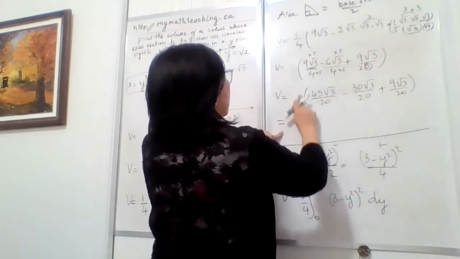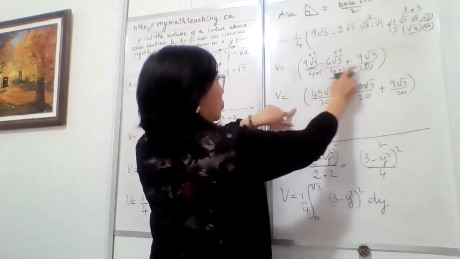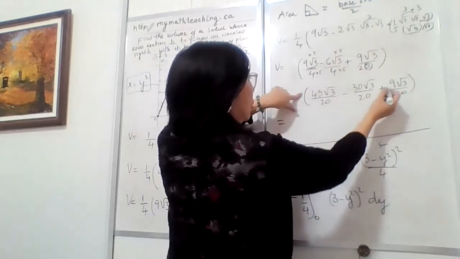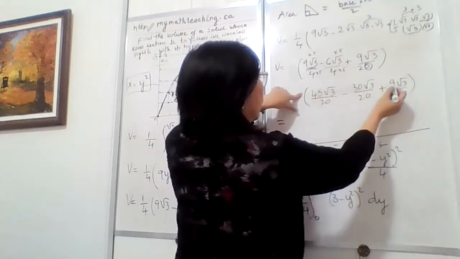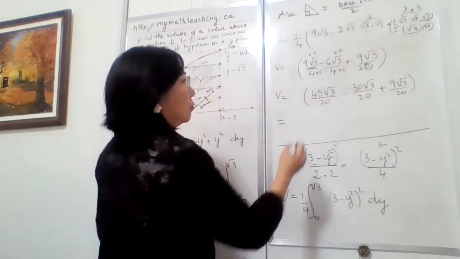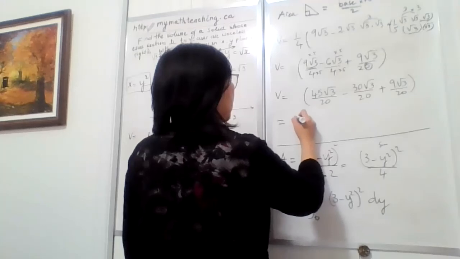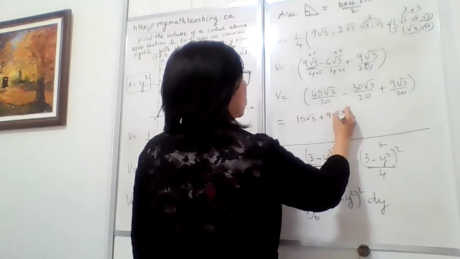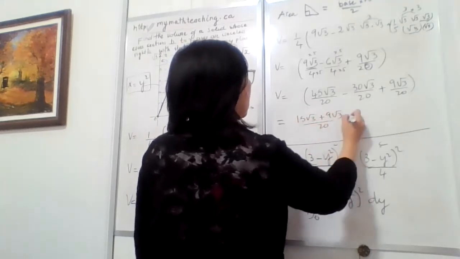And actually this shouldn't be here, right? It's gone because we distributed in there already. So now on the like terms, 45 minus 30 will be 15, right? 15 square root 3, adding with 9 square root 3, all over 20.